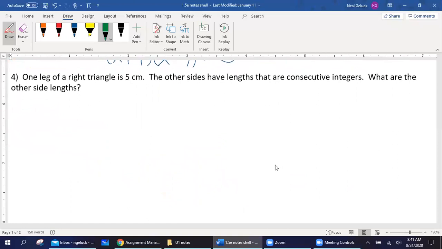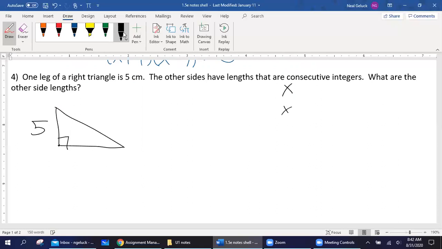On number 4, we're back into some geometry stuff. One leg of a right triangle is 5 centimeters, okay? So it'd probably be beneficial to draw myself a right triangle. One leg is 5 centimeters. The others have lengths that are consecutive integers. Okay, so not consecutive even or consecutive odd, just consecutive integers. That means one of them is going to be x, and the next one is just going to be x plus 1, one bigger.